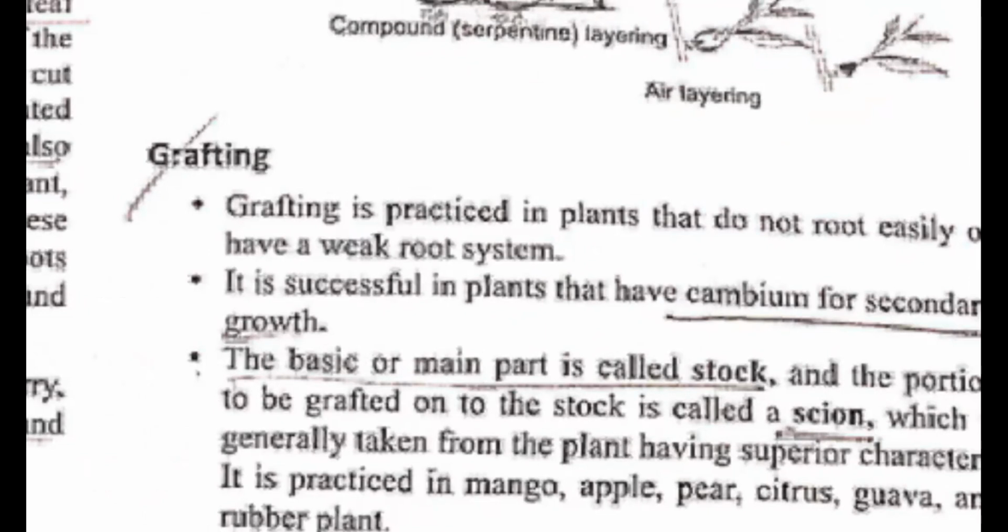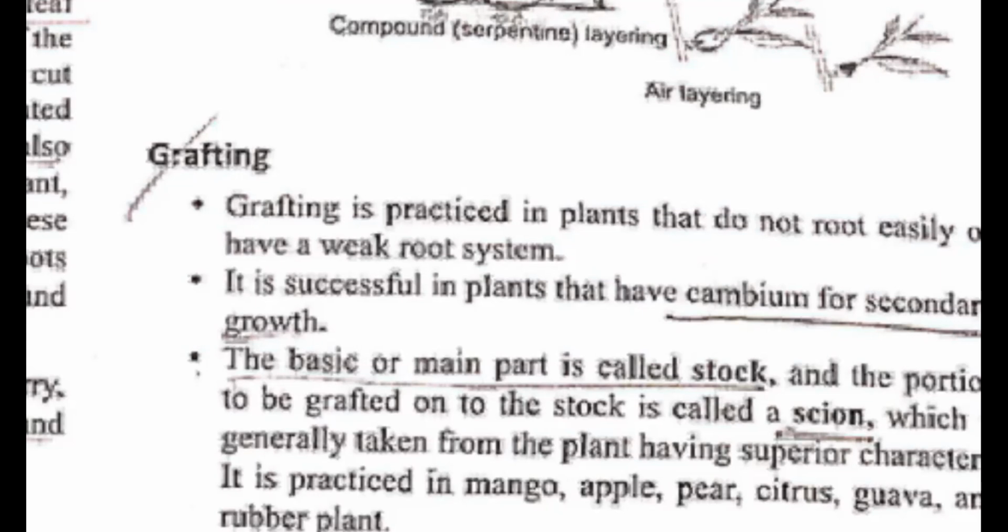The plant must possess cambium for secondary growth. Then only it will grow, otherwise it will not grow. That means the center portion of the bark contains the xylem and phloem. Xylem carries water from the lower part of the plant to the upper part of the plant. And phloem transfers the food materials from one part of the plant to another part of the plant. Here you must note this.